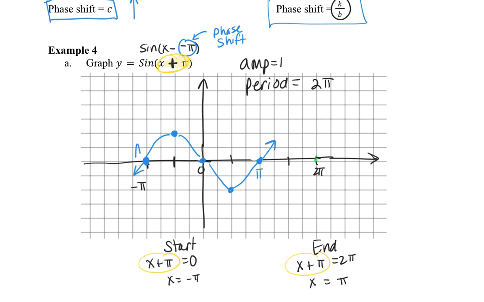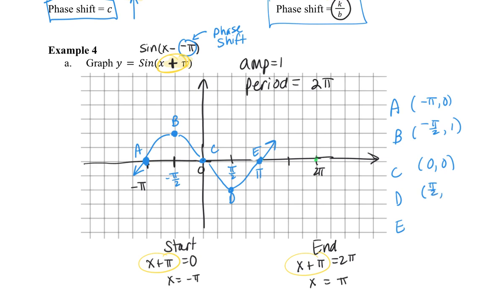And we want to just think about what our key points are there. So we started at negative pi, 0, that's the first key point, A. This one would be negative pi over 2, and we're at 1. C, we're at 0, 0. D, let's see, we're at pi over 2, and negative 1, and then we end at pi.